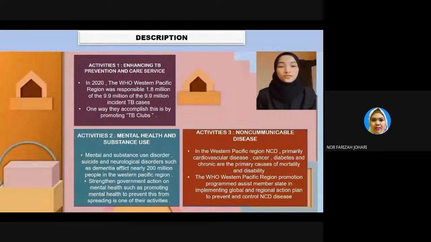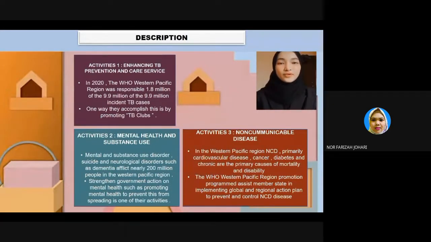The second activity under this program is mental health and substance use. Mental health and substance use disorders, suicide and neurological disorders such as dementia afflict nearly 200 million people in the Western Pacific region. People with mental illness are still stigmatized, making them vulnerable to abuse and preventing them from receiving much needed help and services. Strengthening government action on mental health, such as promoting mental health to prevent this from spreading, is one of the activities. This helps to improve the delivery, organization, accessibility and quality, as well as increase engagement with stakeholders, such as people with lived experience and the general public.